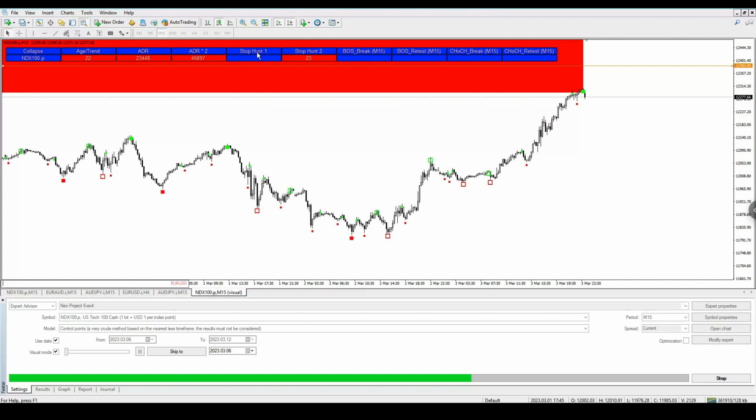Stop hunt 1 shows us the volatility on the 4-hour chart, and when we're getting ready for a trade setup, this is one of our main confluences we look at before we take a trade. Then we have stop hunt 2, which is the 1-hour chart and how weak the 1-hour chart is getting for a possible trade setup, whether it's a buy or sell. Then we have our break of structure system, our break of structure retest, our change of character, and our change of character retest.